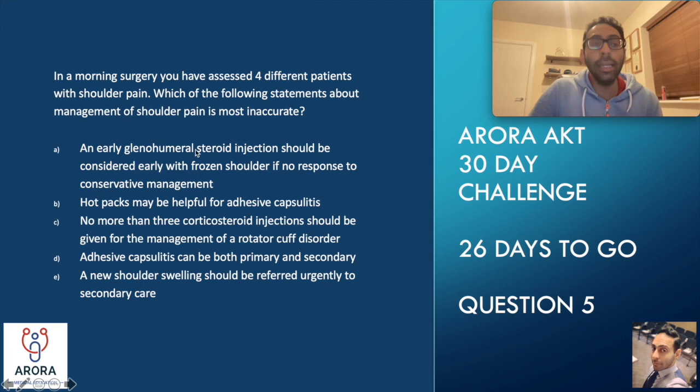So A, an early glenohumeral steroid injection should be considered early with frozen shoulder if no response to conservative management. So that's true. A glenohumeral steroid injection should be considered for frozen shoulder early on.